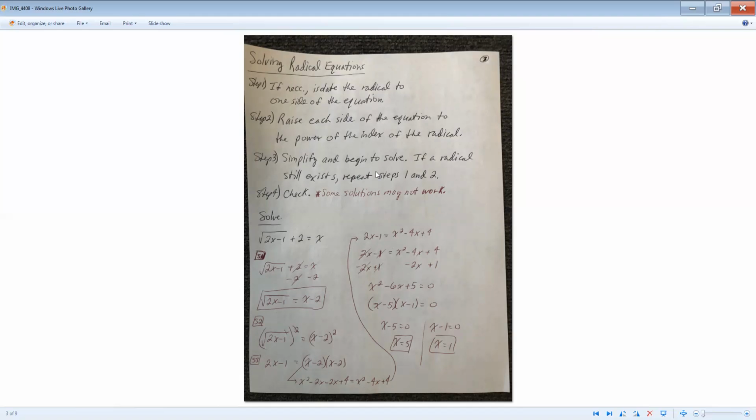If the radical still exists, then we're going to repeat steps 1 and 2. And then from there, we'll check. We have to keep in mind that in this process, we have to check because some of our solutions will not work, even if we've done everything correctly. So let's look at the first one.